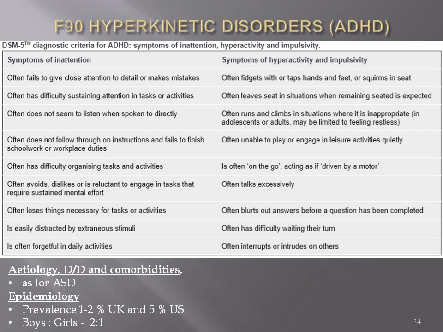Boys to girls ratio is 2 to 1. So again, like autism, it is more common in boys. However, in autism and Asperger's, it is 9 to 1 or 4 to 1, whereas in ADHD, it is 2 to 1.